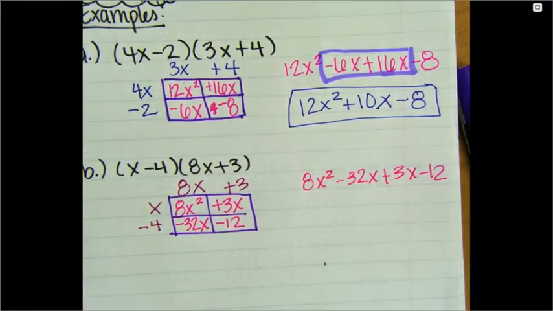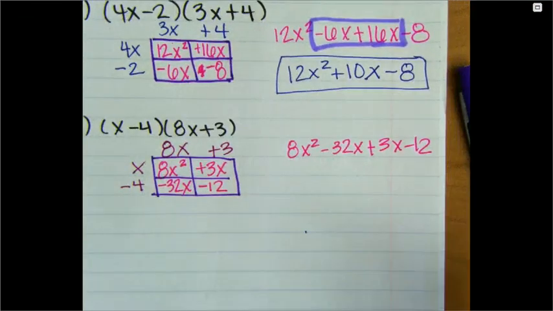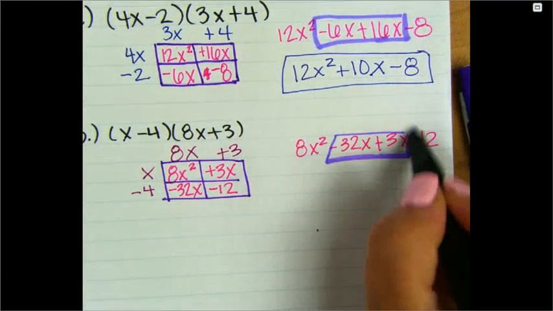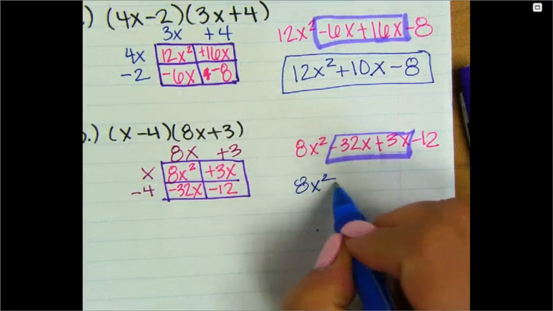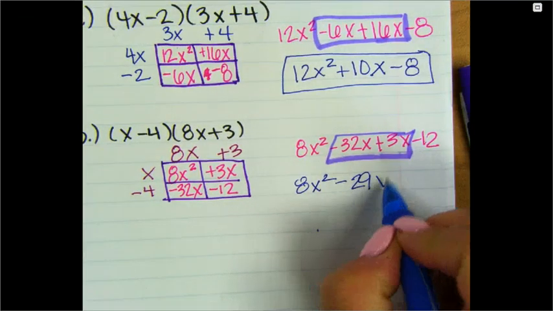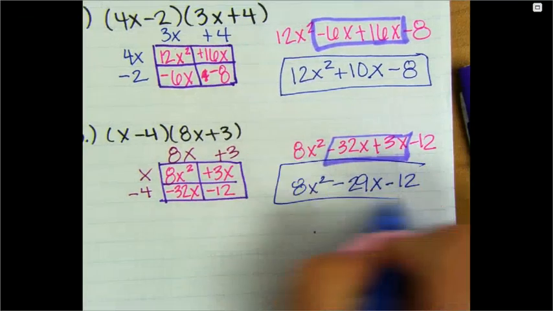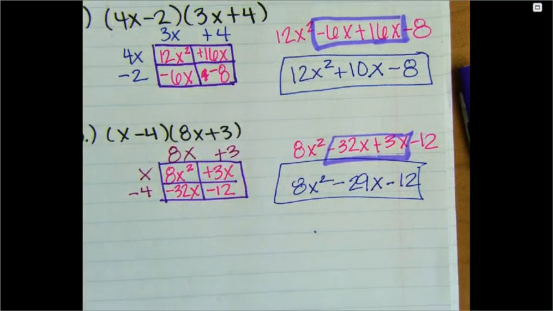All right, bring it out of the box. Combine like terms. What am I combining? Wonderful. So I bring down the 8x squared. I get negative 29x and a negative. Who had it right? You are correct.